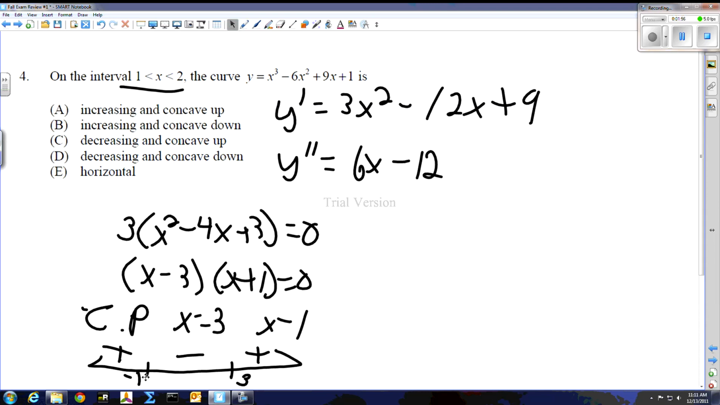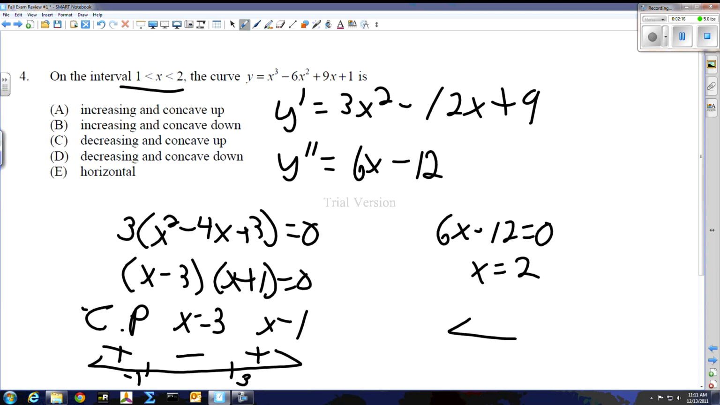So that tells me that between negative 1 and 3, this function is decreasing because the first derivative is negative, so the function has to be going down. So we've narrowed our choices to C and D. Now let's look at our second derivative. Our second derivative equals 0 when x equals 2.